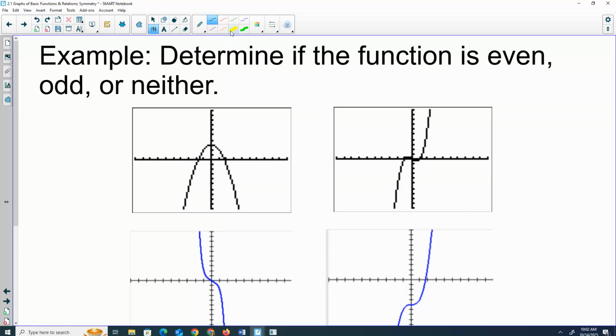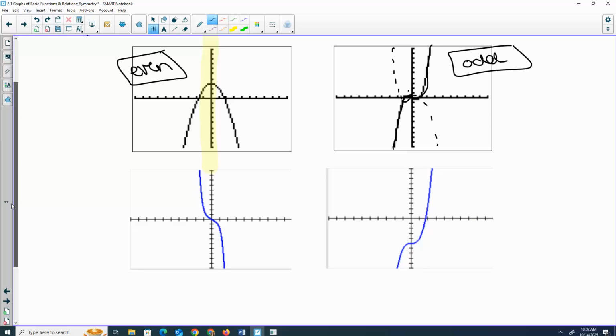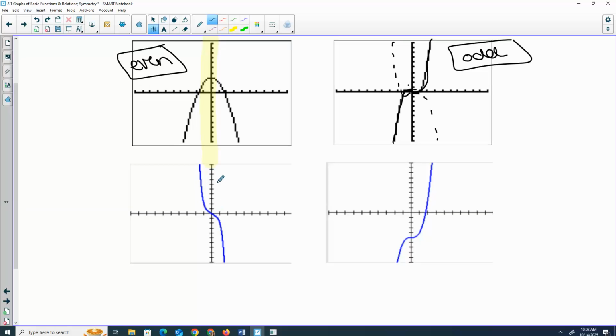Even. This is symmetric to the y-axis. If I fold this thing over the y-axis, it's the same on both sides. Y-axis means even. What about this one? Odd. If I fold it over the y, it would look like this. And then if I folded it over the x, it's back to where it started. So 2 flips to get there. That's called an odd function. What would this one be? Odd. If I flip it over the y, looks like this. And then if I take that and flip it over the x, I'm back to where we started.